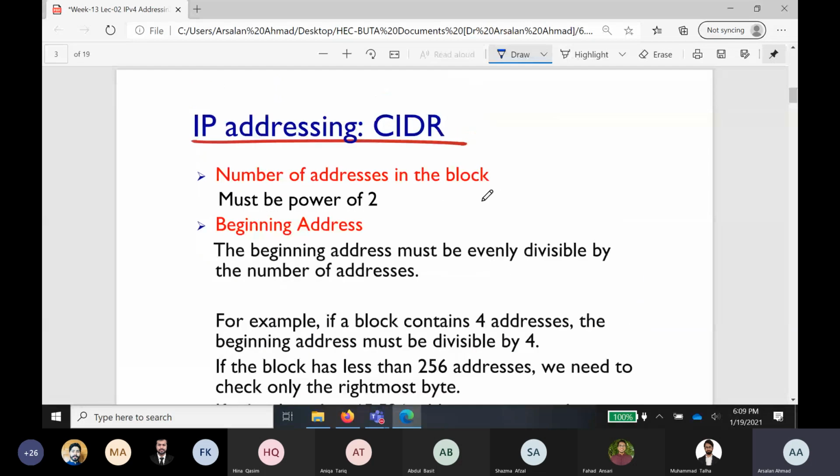There were two rules which must be taken into account when we want to assign addresses. The first is that the number of addresses in the block, the block size basically, must be a power of 2. Obviously we have to follow this rule, since we are dealing in binary. And the second is that the beginning address must be evenly divisible by the number of addresses. This rule is important because if we don't follow it, then the process of masking cannot take place, which is very important.